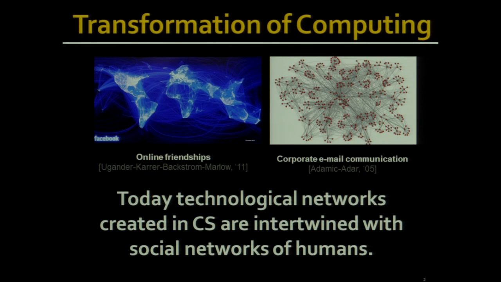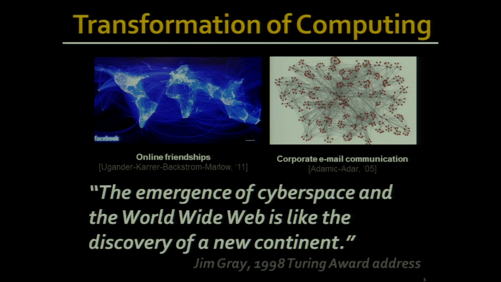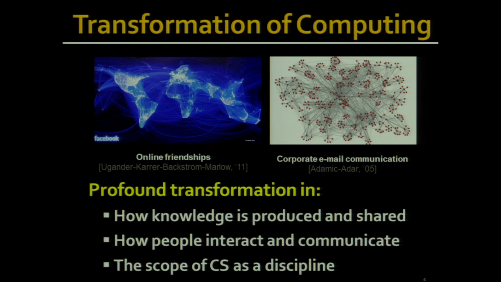And really the way I would start is to say that today, as Alex nicely mentioned, technological networks that we created in computer science are intertwined with social networks of humans that are using our systems. And maybe the best way to characterize this was this quote from Jim Gray's Turing Award address, where he compared the emergence of cyberspace and the World Wide Web with the discovery of a new continent. And as we built and discovered this new continent, this had a profound impact and a transformation in how we think of computer science, right?